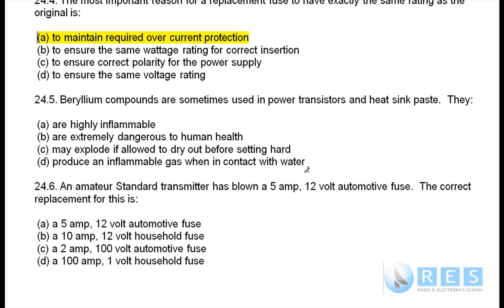24.5, beryllium compounds are sometimes used in power transistor heatsink paste. We don't use beryllium compounds anymore. The white paste that we use under heatsinks is not beryllium in modern equipment, but as a radio amateur you may come across old equipment and you could end up having to remove a heatsink to replace a transistor. Just be aware that if the heatsink compound is beryllium, it is extremely dangerous to human health. Be very careful, wear gloves, don't get it in your mouth, on your face or on your skin.